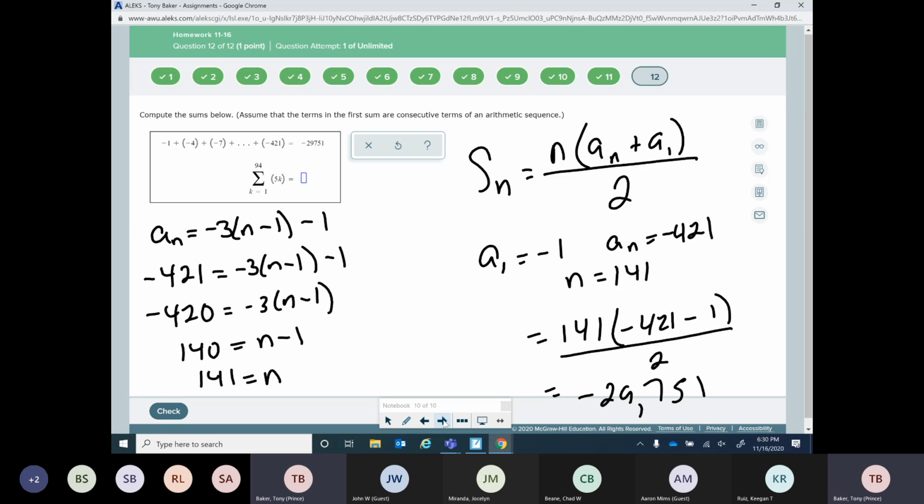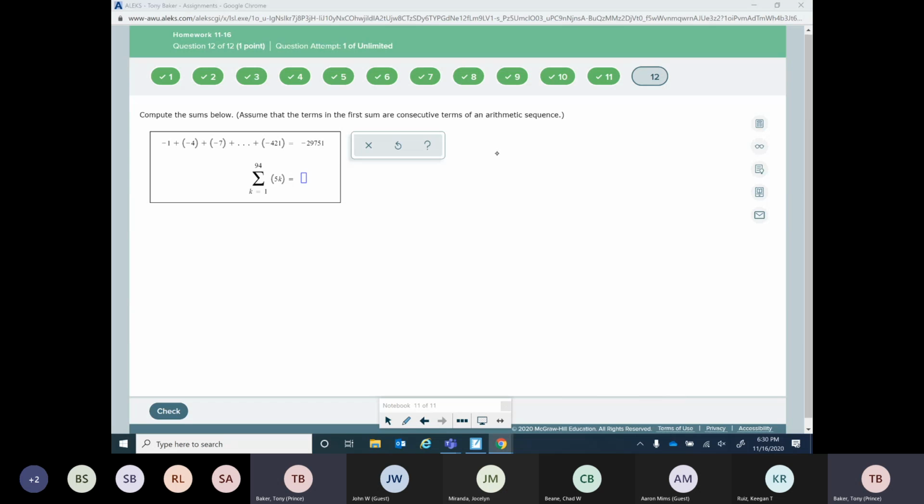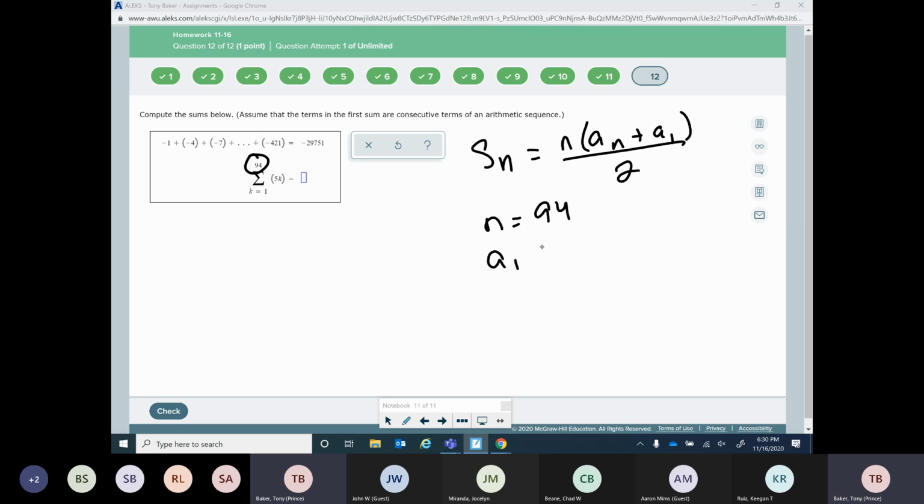The one with the summation, we're going to do the exact same thing. The difference is we're going to use the other equation for it, or the other information. So it's S_n equals n times a_n minus a_1 over 2. So in this case, I know my n is 94, and that comes from up top there. So I have the n right there. Now I need to know my first term and my last term.